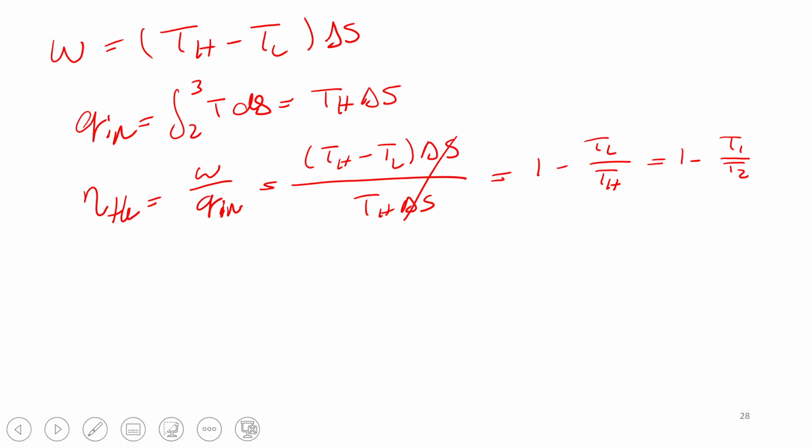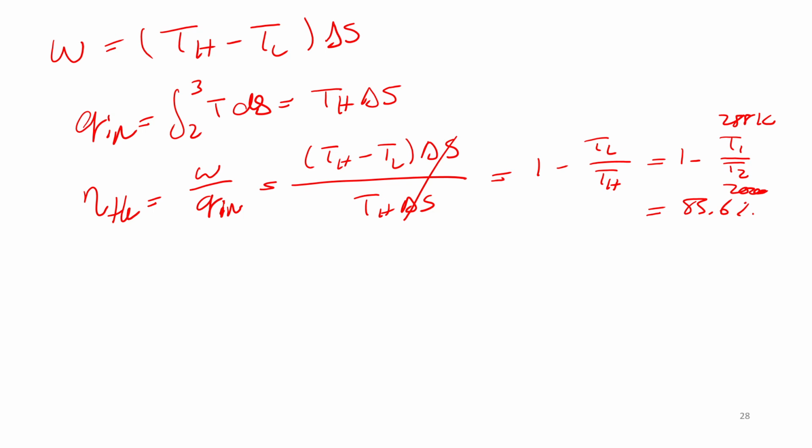Problem 1 has also asked us to calculate the thermal efficiency in case T1 is 288 Kelvin and T2 is 2000 Kelvin. Pretty simple, just plug in the formula. Your efficiency is going to be 85.6%.